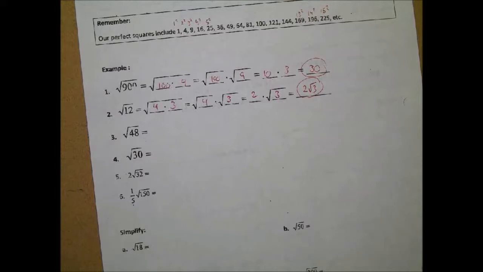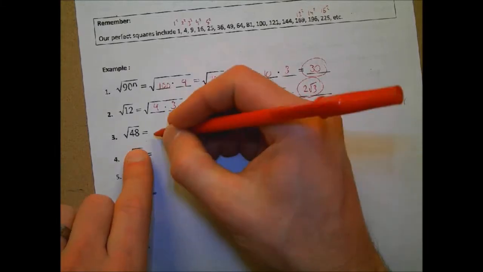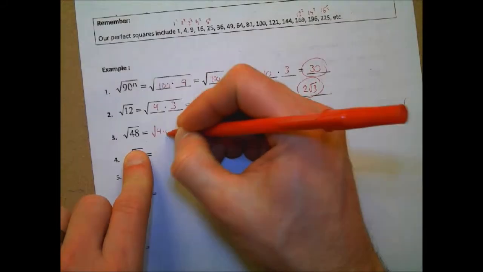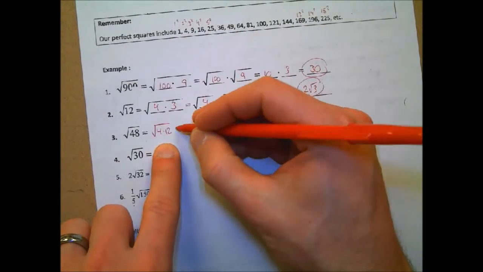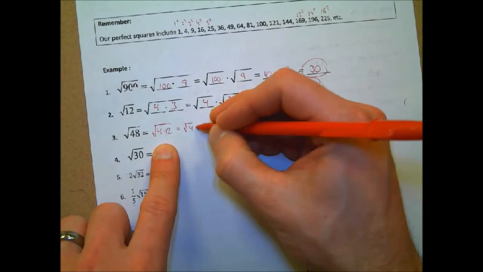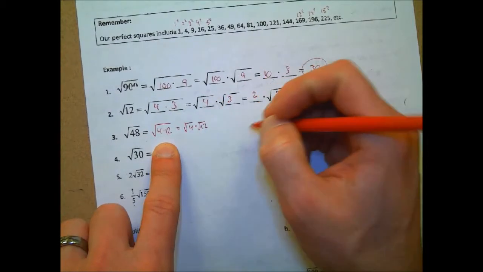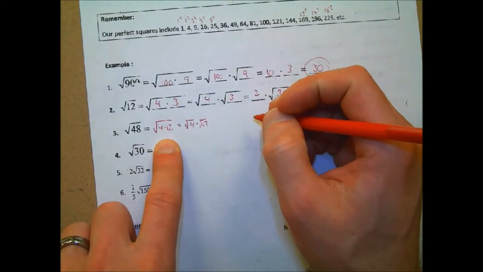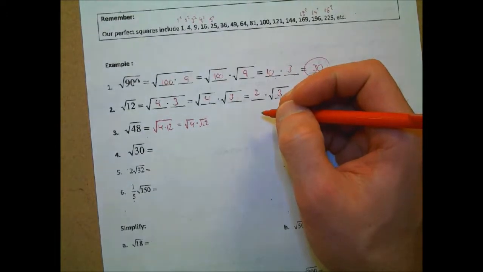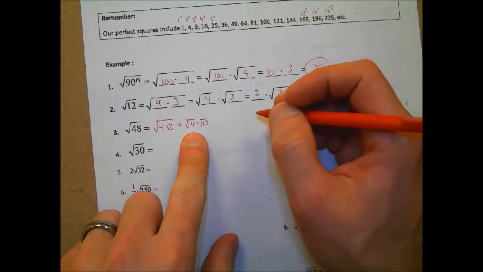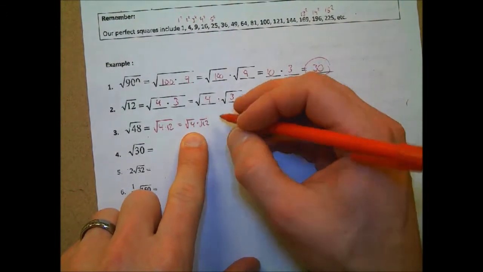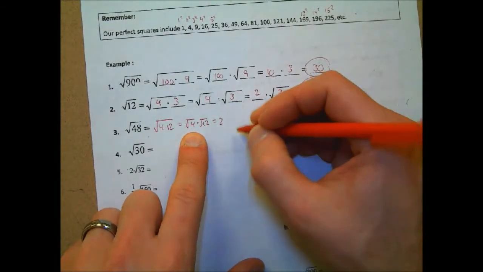Maybe 4 and 12. Okay, that works. Very good, Eric. So we'll say root 4 times 12, and then we'll break that up. It's square root of 4 times the square root of 12. Let me finish this one here and then I'll let you go. What's the square root of 4, anybody? 2. And then we have the square root of 12.